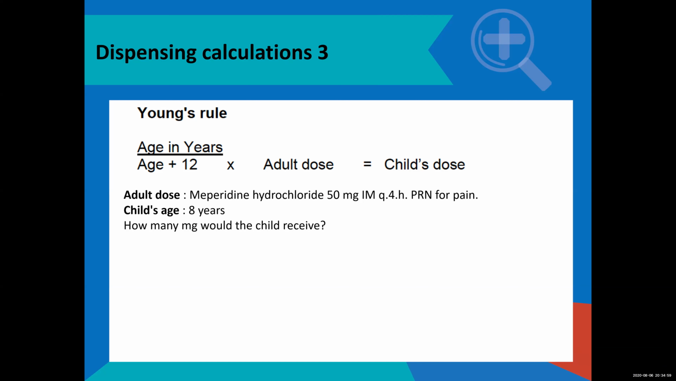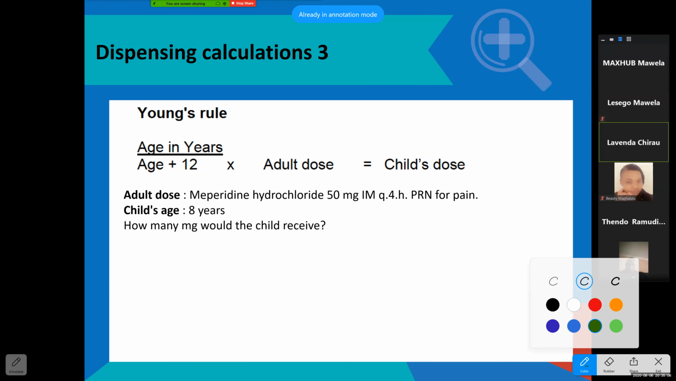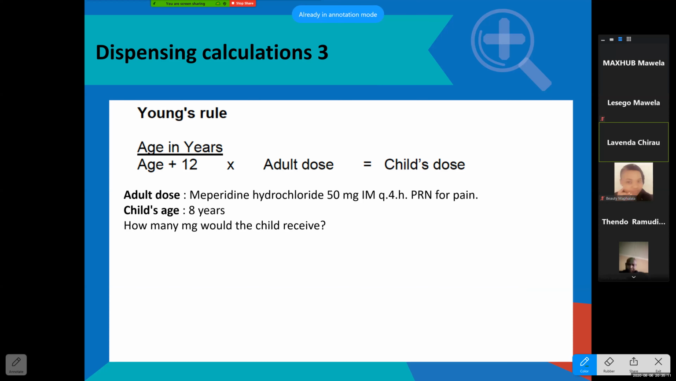If you look at this one, Young's rule says, if you want to get the child's dose, you need to have the age of the child in years, not months. Then you take the same age, you add 12 to that, and you divide; then you multiply by the adult dose of that specific drug. That is quite important that you at least know.